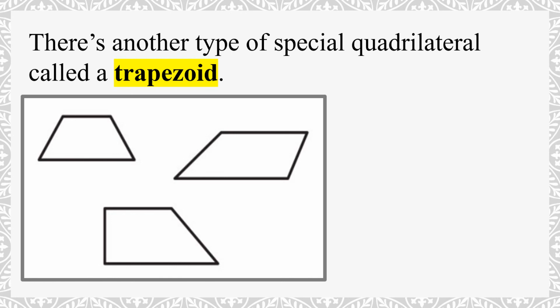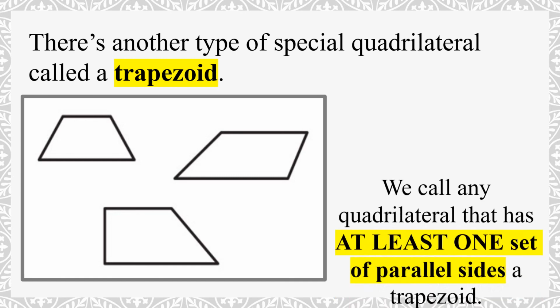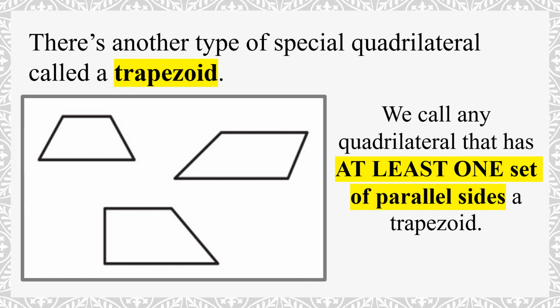There's another type of special quadrilateral called a trapezoid. How is a trapezoid different from a parallelogram? Remember that a parallelogram has 2 pairs of parallel sides that are opposite one another. We call any quadrilateral that has at least one set of parallel sides a trapezoid.